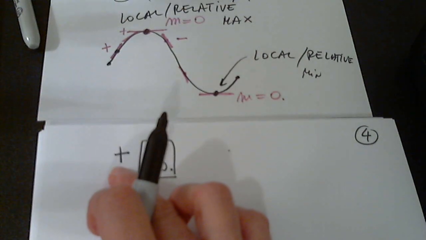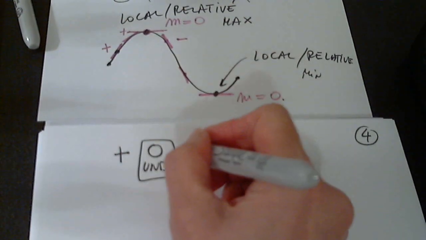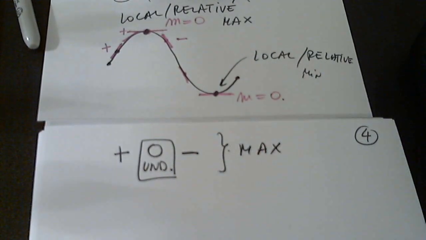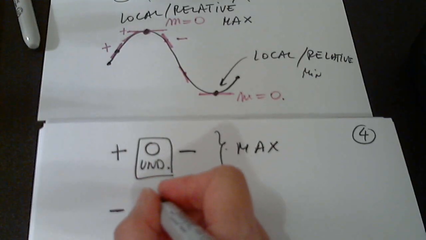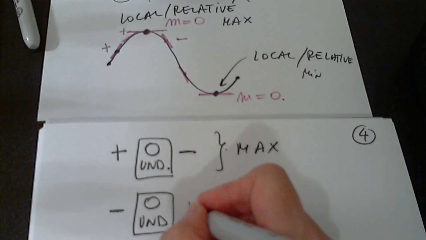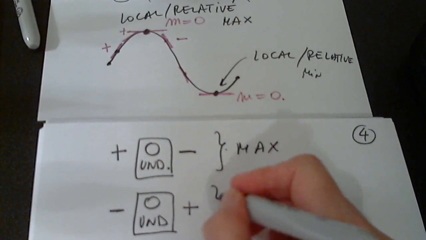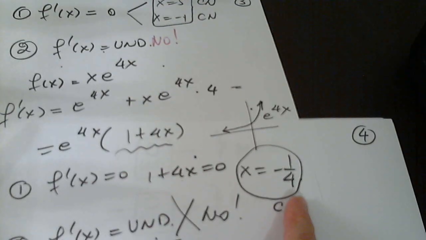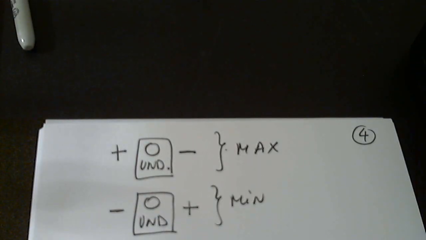So, positive derivative, zero or undefined derivative, and then negative, typical for a max. Negative, zero or undefined, not both, one or the other. Positive, this is typical for a minimum. This is the way we are going to check whether -1 and 5 and -1/4 become max-min for the respective functions.